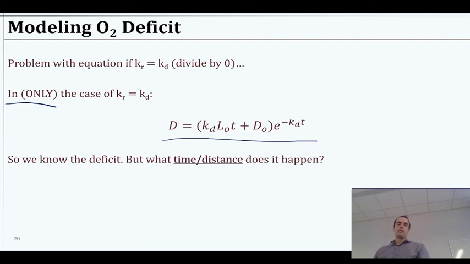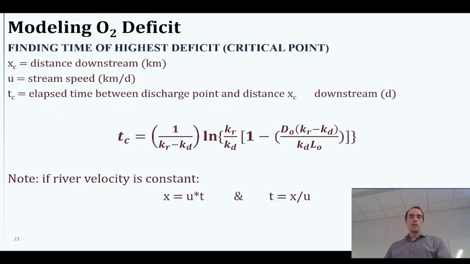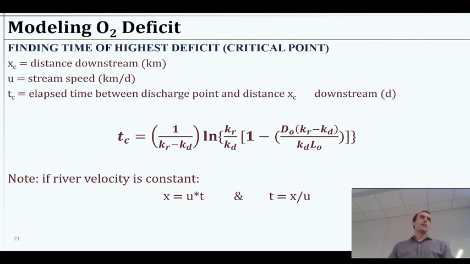That's the deficit is equal to kd L naught t plus d naught, all that times e to the minus kd t. All right. So with that, we have some understanding of the deficit. So the remaining thing is, okay, well, how do we find the maximum deficit, which is that critical point? And we're going to look to the book again to do that, to find the minimum there and get that value. So if we say xc is that critical distance downstream, the c being kind of critical, meaning that's the critical point we're interested in.